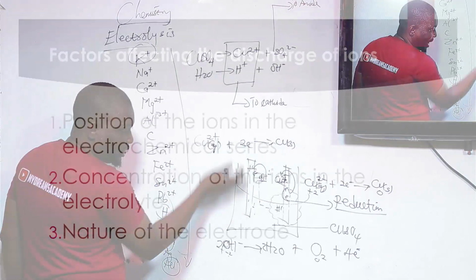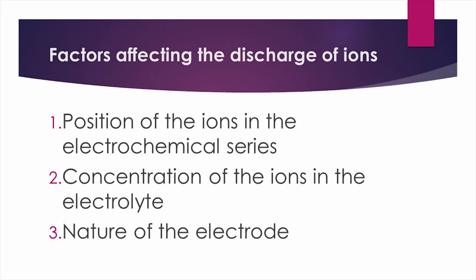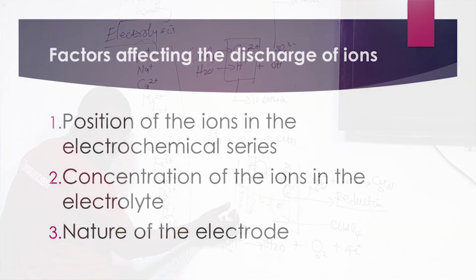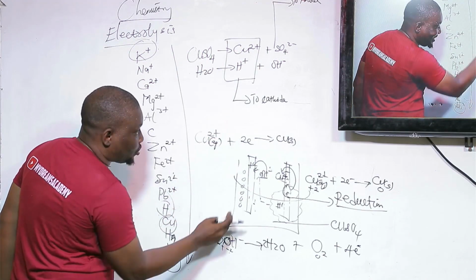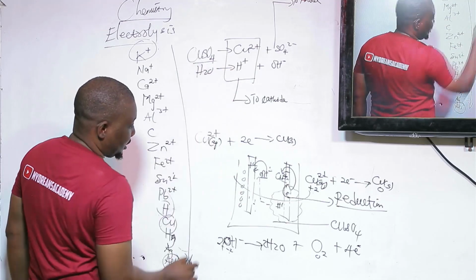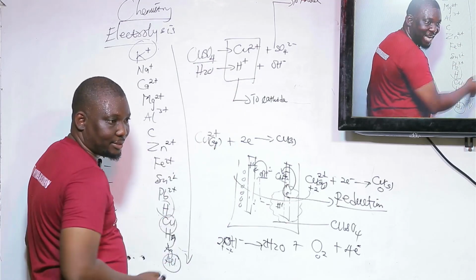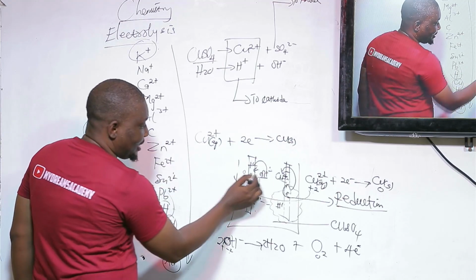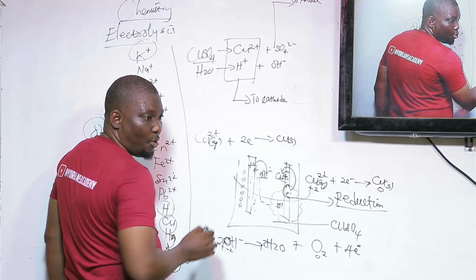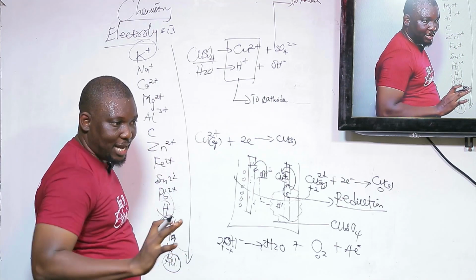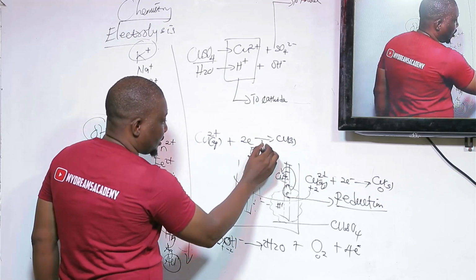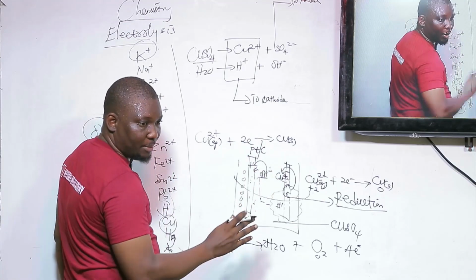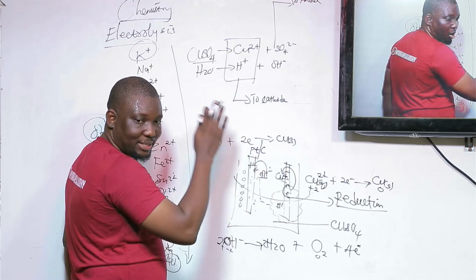So what happens at the anode? It means that you're going to see bubbles all over here to show that gas is given off. The gas given off at the anode in the electrolysis of this salt is oxygen gas. And in this case, the electrode here must be inert. Inert in the sense that they must be made of either platinum or carbon.